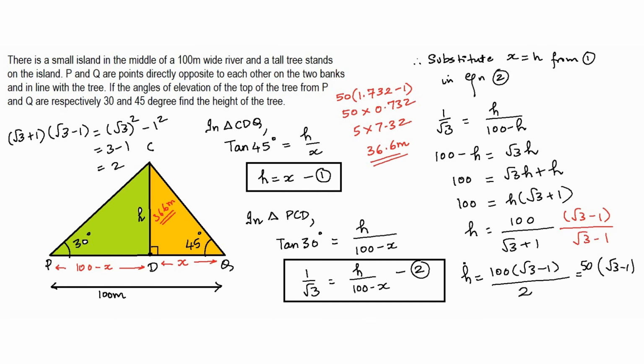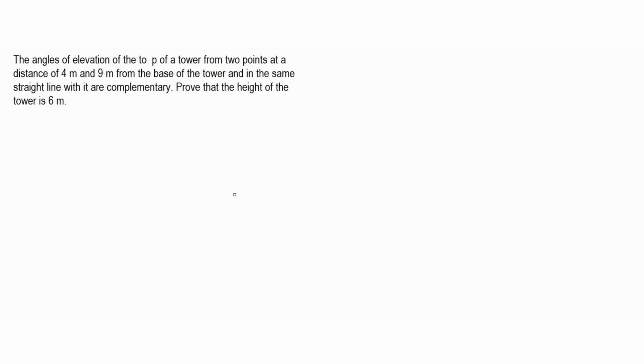Moving on to the next one. The angles of elevation of the top of a tower from 2 points at a distance of 4 meters and 9 meters from the base of the tower and in the same straight line with it are complementary. Prove that the height of the tower is 6 meters.